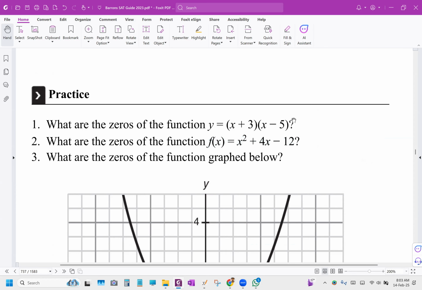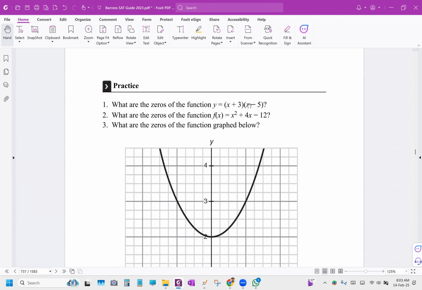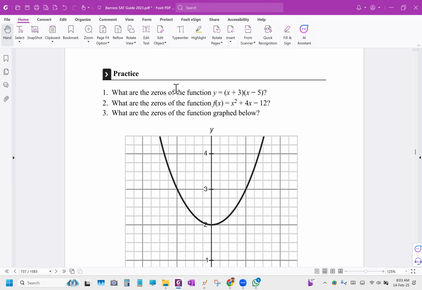So you don't need to multiply it. The only thing that you need to do is equate this term with 0 separately and this term also separately. You got it? Okay. x equals negative 3 and x equals positive 5. These two are the solutions of this quadratic equation, and the solutions mean the zeros of the function. So this is it.